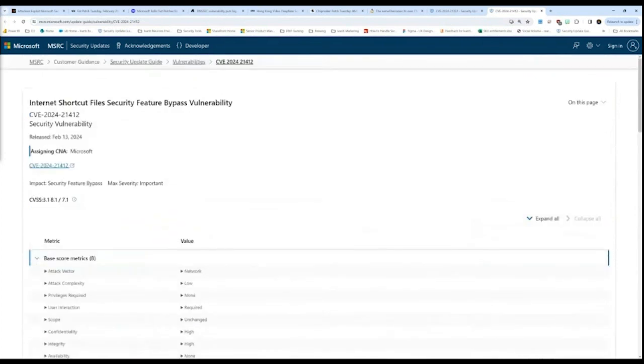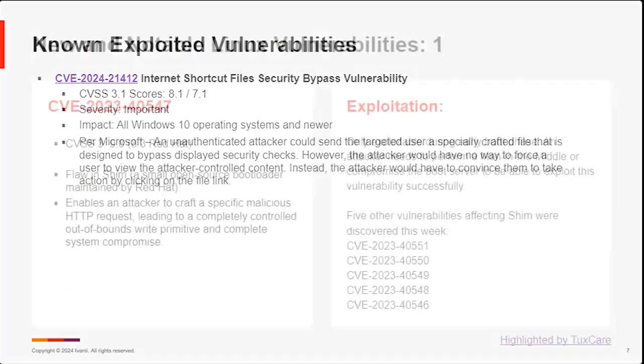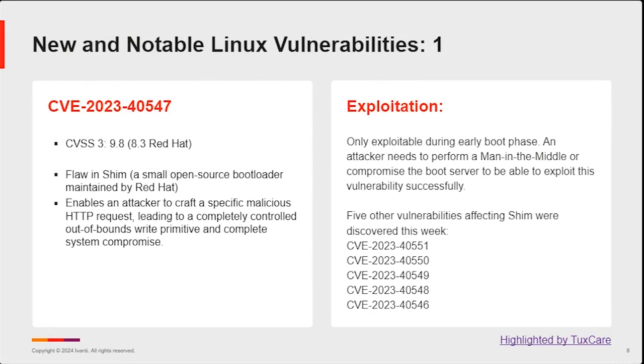Okay. Going off of the screen share and back over to just the slides. On the Linux side, once again, there were a couple of other notable things here. This one is a particular vulnerability in Red Hat. It's a flaw in Shim, an open source bootloader maintained by Red Hat. The vulnerability enables an attacker to craft a specific malicious HTTP request, which could lead to a completely controlled out of bounds write and basically give them the ability to compromise the system.